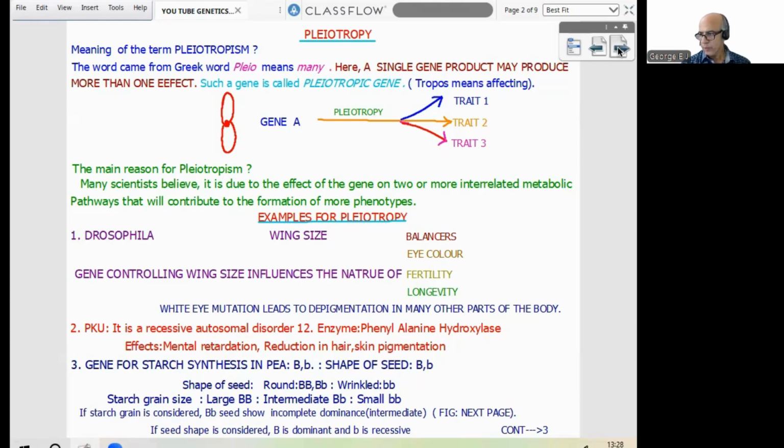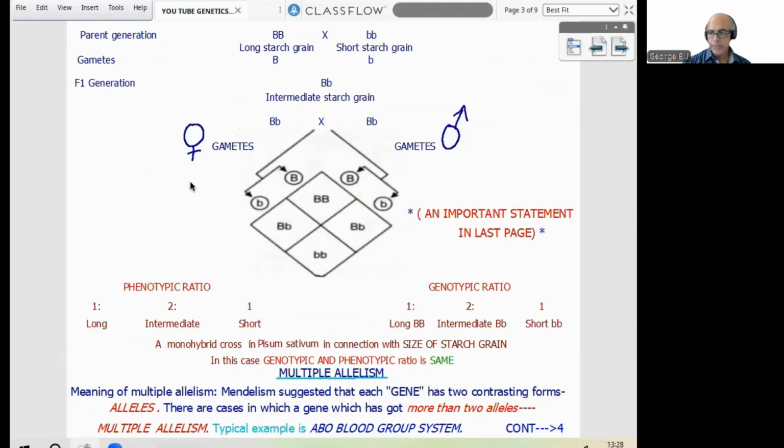So it will be easy to follow. This is a famous diagram. Here, long starch grain, capital B, capital B. Here, short starch grain, small b, small b. Gametes, capital B, small b. F1 will be capital B, small b, intermediate starch grain, and it is selfed. And we can find four squares in the checkerboard. And there we can find this is capital B, this is small b, this is intermediate. So the phenotypic ratio will be 1:2:1.